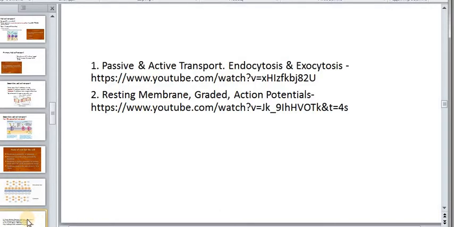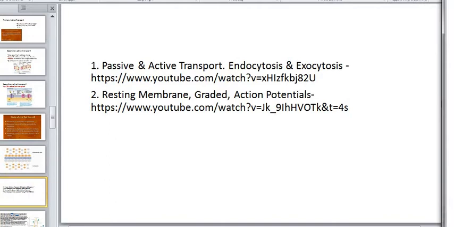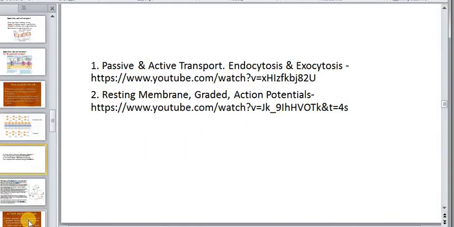Additionally, the majority of cells contain internal components with a lot of negatively charged molecules. For example, even proteins have a negative charge, which adds up to generate a negative inner charge, despite the enormous quantity of positive charge of potassium ions. This charge is called the resting membrane potential. And I leave the links on this slide. You can watch the video about passive and active transport, endocytosis and exocytosis, and especially about resting potential and action potential.